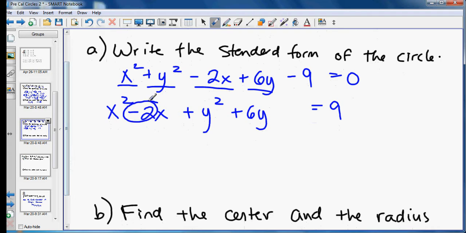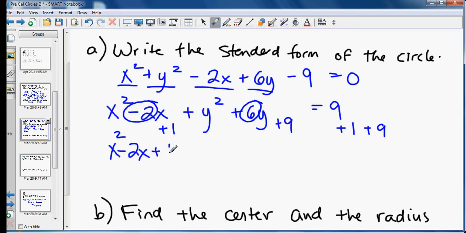So negative 2 divided by 2 is negative 1. Then we square that, it's positive 1. We add that to both sides. Then for the y's, we take this number, cut it in half, that's 3. Then square it, that's 9. Then we add 9 to both sides. Oh, sorry, no squared there.